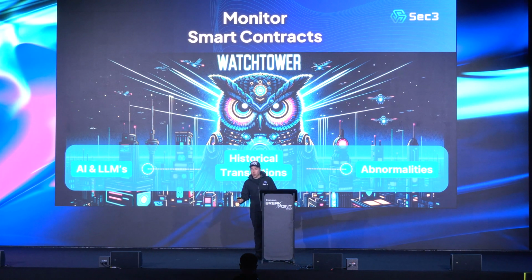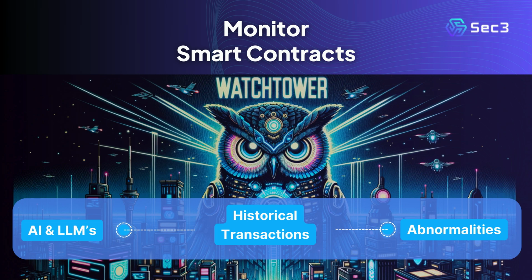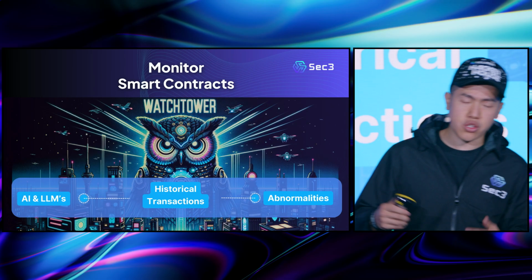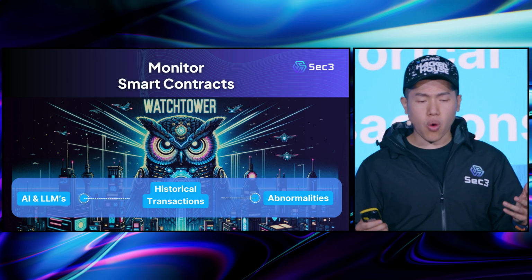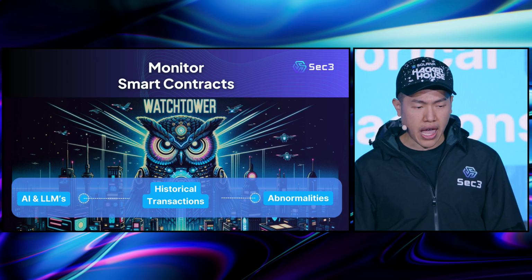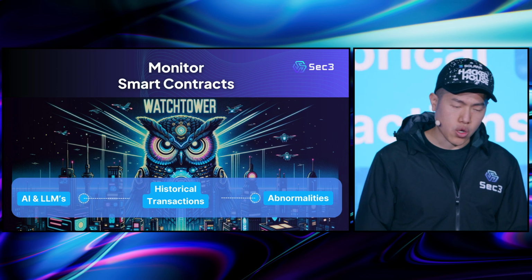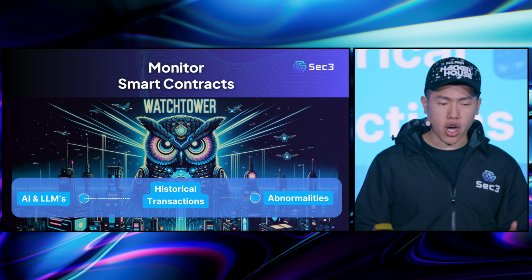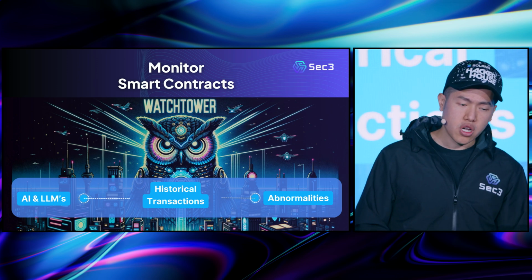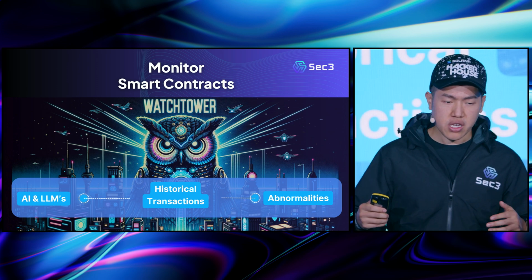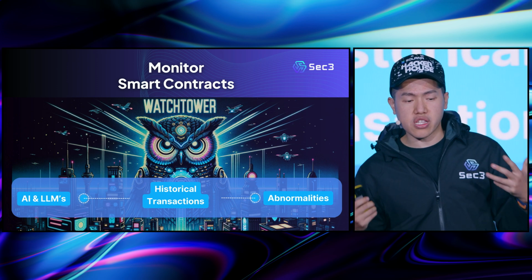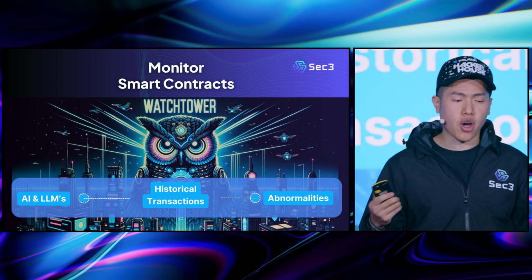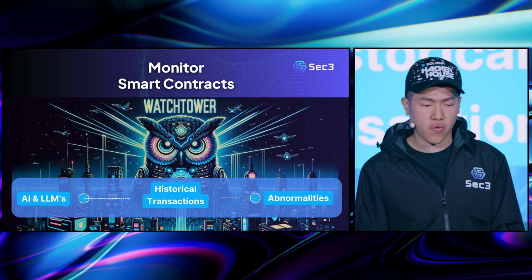So how does Watchtower work on a practical level? It's a very simple to use product. It's a self-serve product. And all you got to do is log in, input a wallet or smart contract address, and you can get started. So we're really trying to simplify the monitoring process as much as possible by applying a specific security domain. So you don't have to be telling the monitoring system exactly what to look out for.